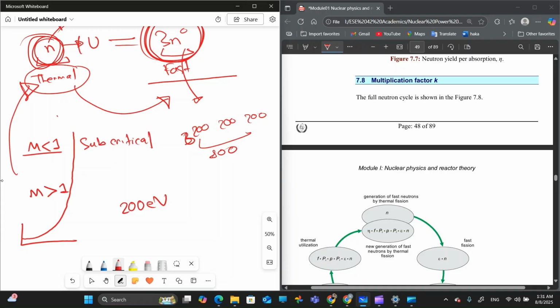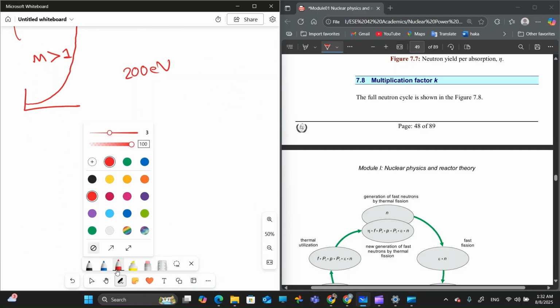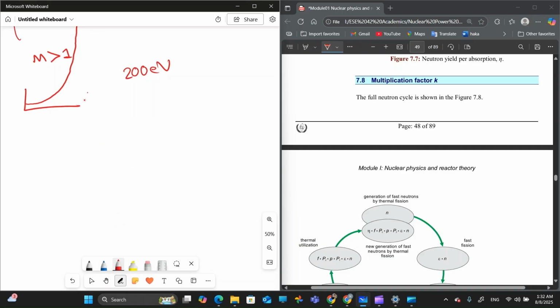So is multiplication factor greater than 1 desirable? Yes, it is, if you want to build an atom bomb. You need to keep the multiplication factor greater than 1. But for power generation, we need to have control over the power we are generating at a constant rate. At the same time, we want the reaction to self-sustain. So in that case, we have to keep the M at 1 or closer to 1.